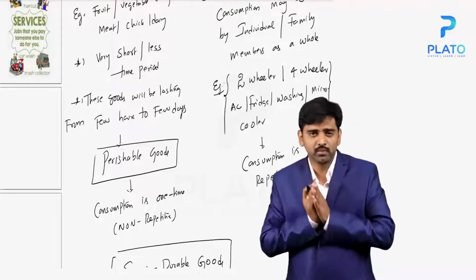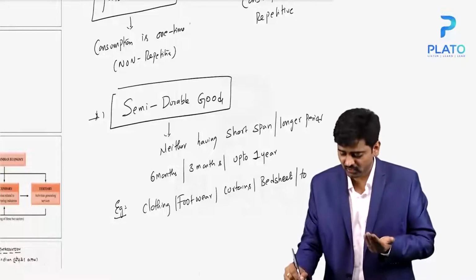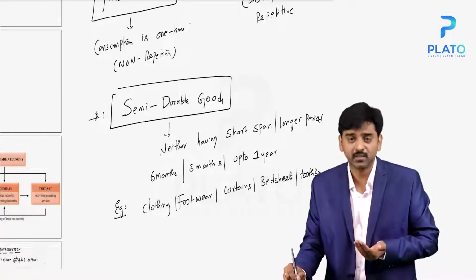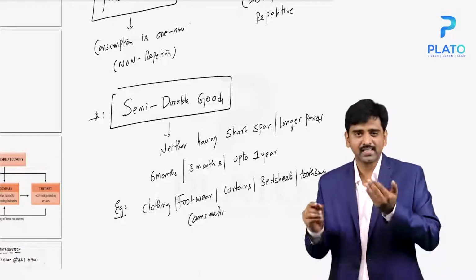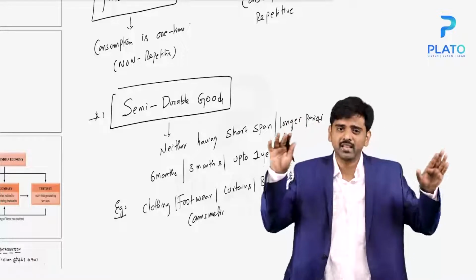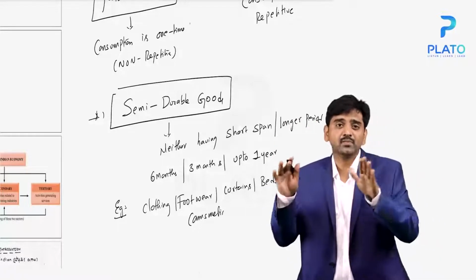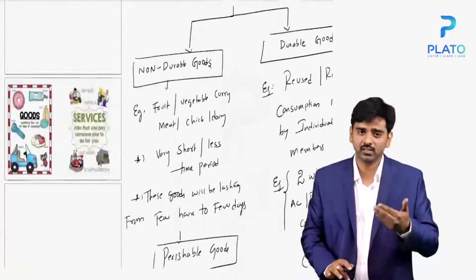So if you use your toothbrush, this cosmetics, or a makeup kit, whatever they are, those which have less durability come under semi-durable goods, guys. Hope I have given some clear picture about the types of goods. These also can be used by the whole family.